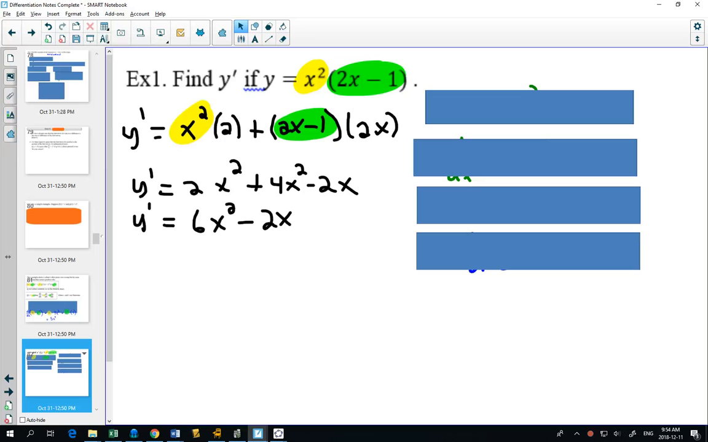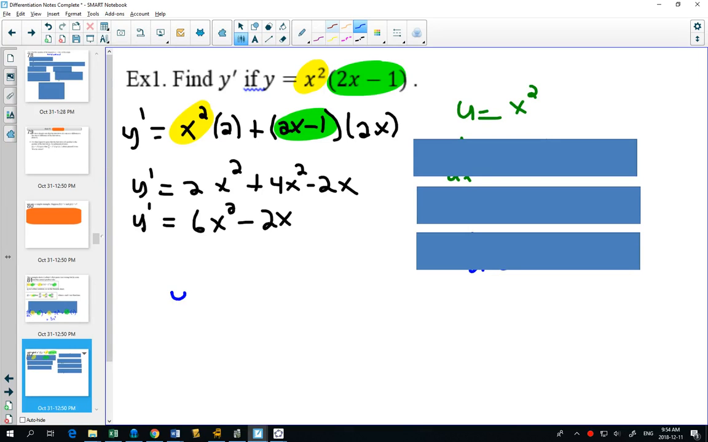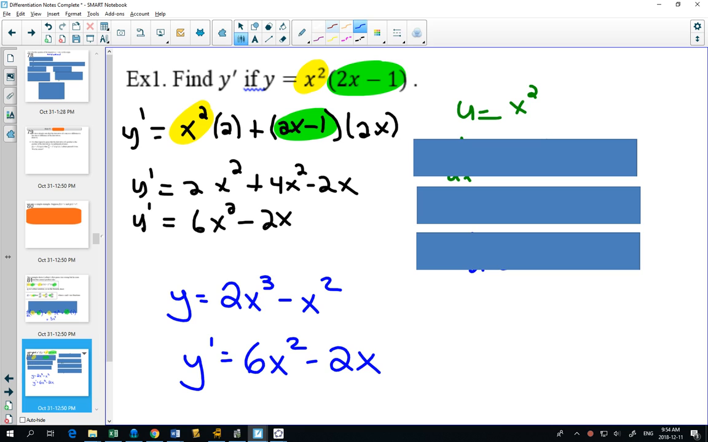Could we have done this one using our old rules? Yes, because you could have distributed to begin with. We could have distributed to begin with and got 2x cubed minus x squared. And then the derivative would be 6x squared minus 2x.